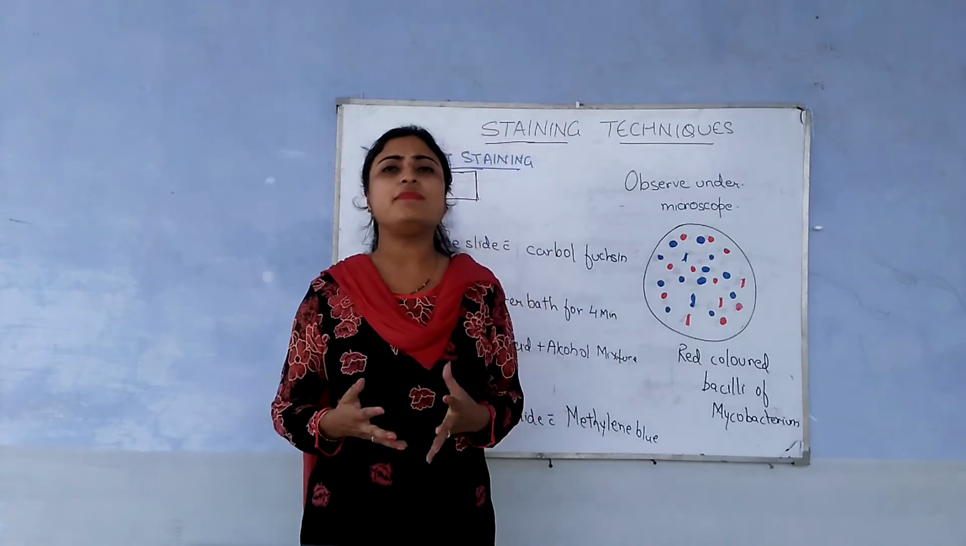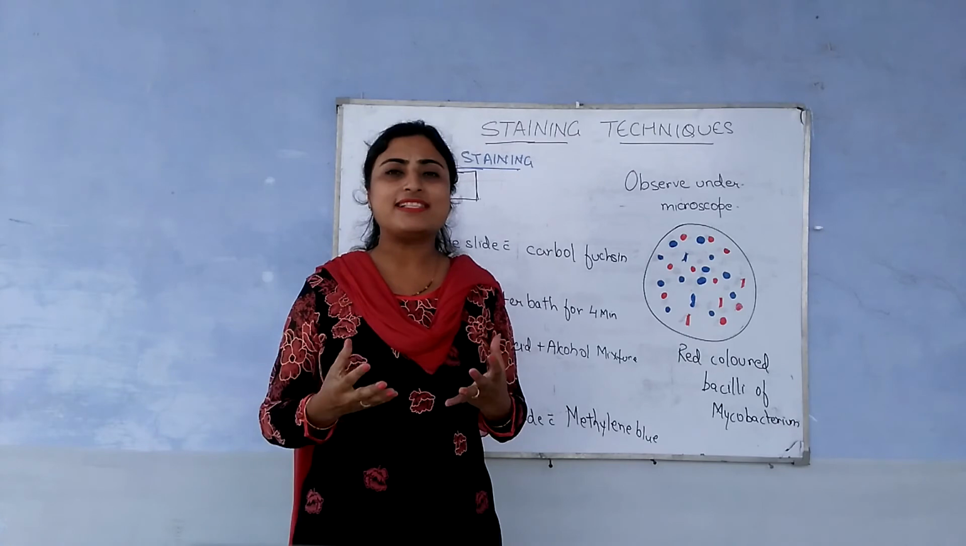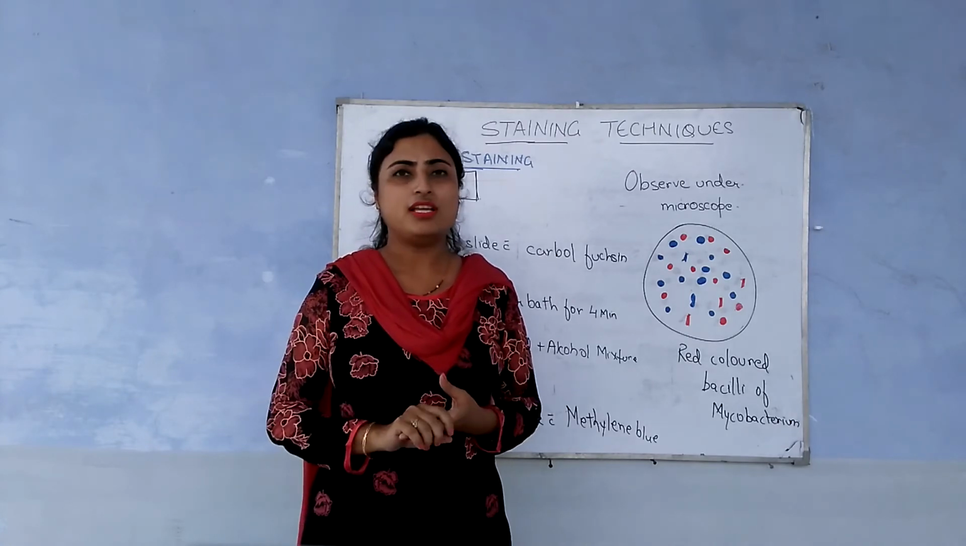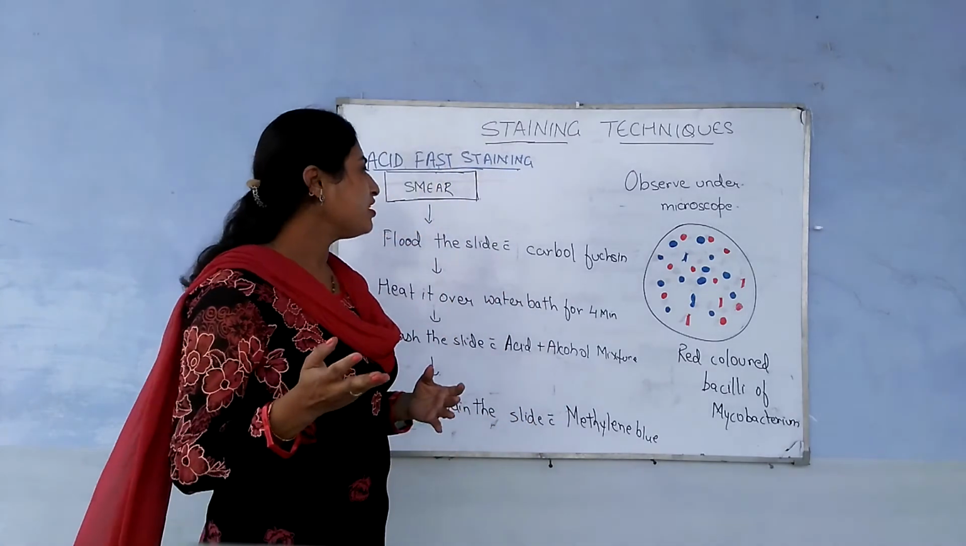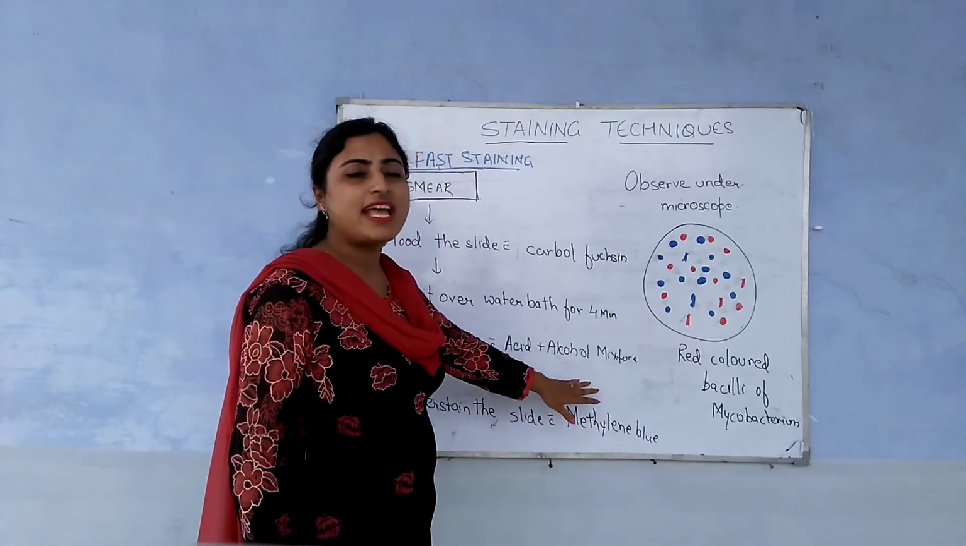Now what is the principle behind this technique? Mycobacterium species contain a waxy lipid coat around their cell wall. And this lipid coat does not allow the carbol fuchsin to move out while washing with the alcohol plus acid mixture.